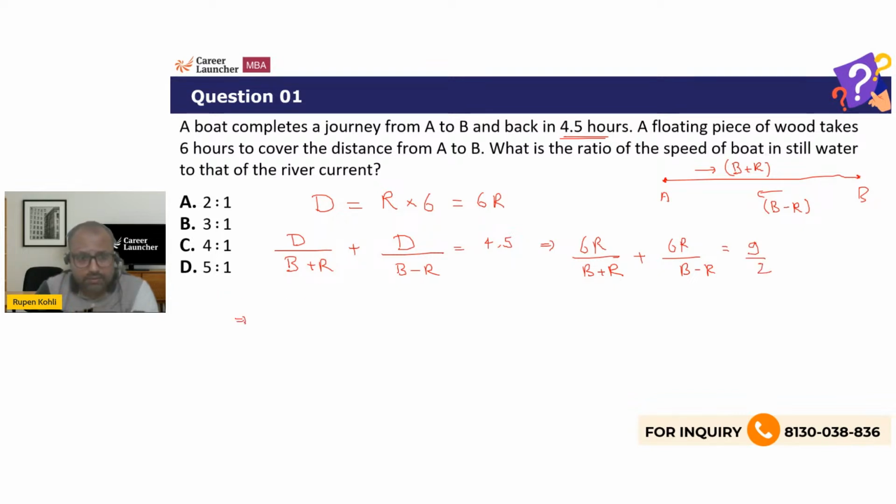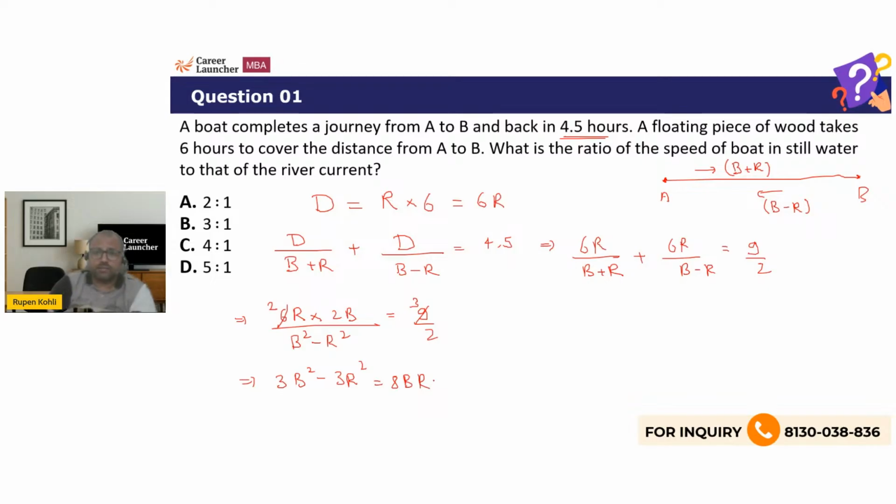Now simplify. I think we should get a quadratic equation for sure. The LCM here is B plus R into B minus R, so B squared minus R squared. 6R is there in the numerator, and when adding, what we get in the numerator is B minus R plus B plus R, so that makes it 2B, and that equals 9 over 2. 3 can be cancelled on both sides, and now 3 into B squared minus R squared, so 3B squared minus 3R squared, equals 2 into 8BR. We have to find basically the B to R ratio.